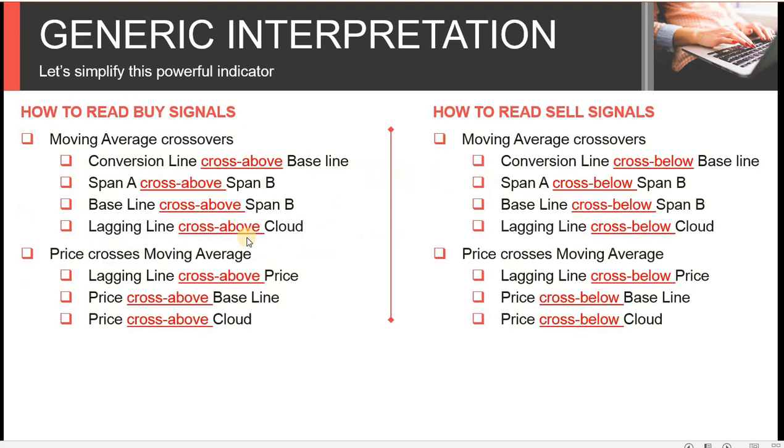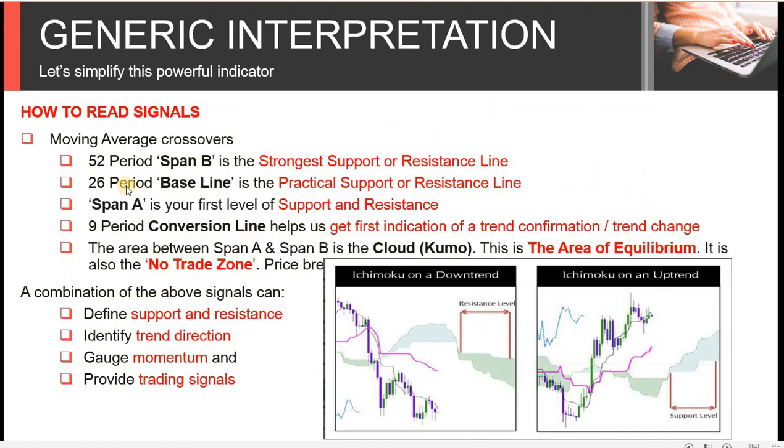Okay, this is the last part of this video, and basically it's something that I've always mentioned throughout my previous videos as well. From a moving average point of view, the 52 period span B is the strongest support or resistance line. The 26 period baseline is the practical support or resistance line. The span A is your first level of support or resistance, but it's more of an indication than anything else. And your 9 period conversion line helps us get the first indication of a trend confirmation or a trend change.